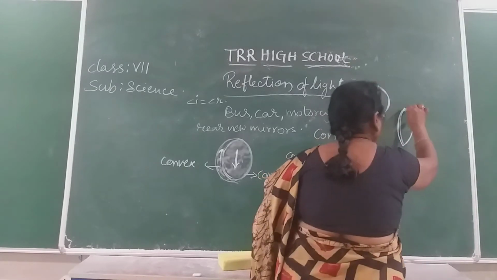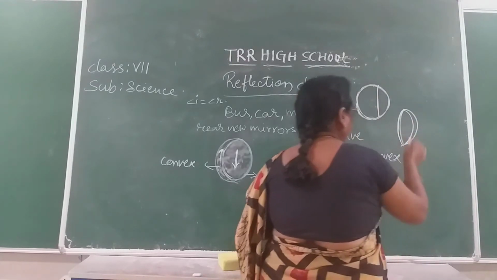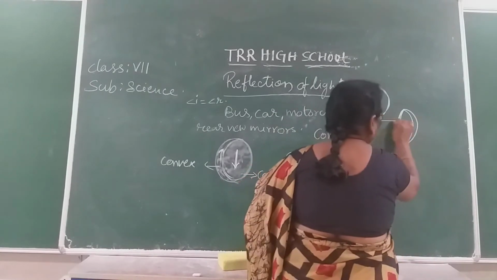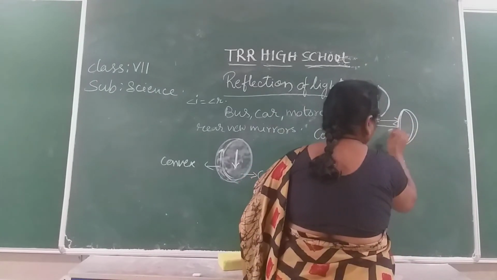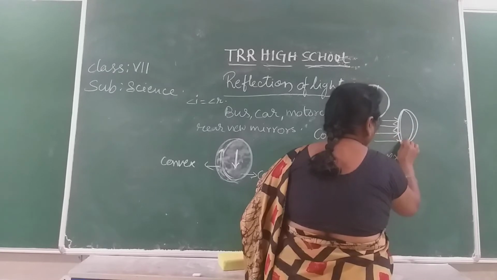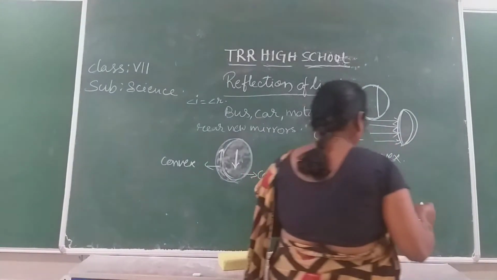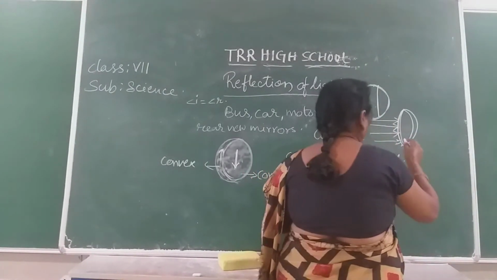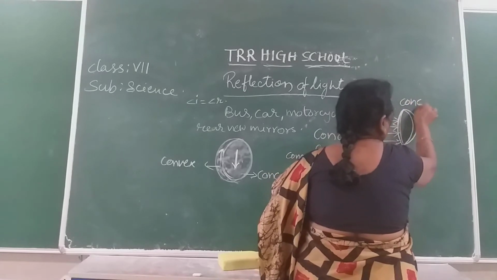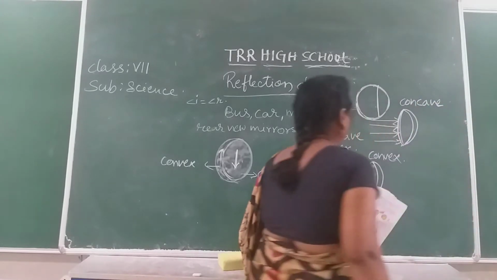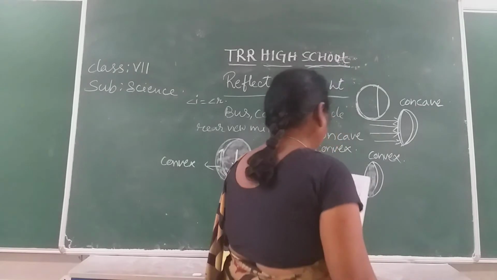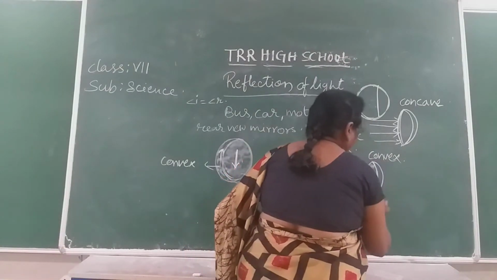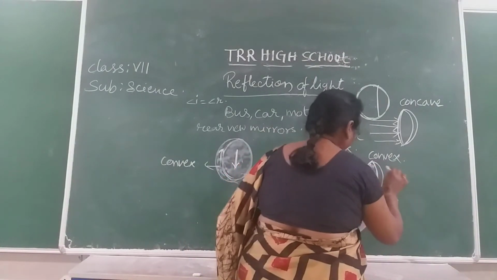The reflecting surface inside the mirror is called a concave mirror. And here it is called a convex mirror. This is the reflecting surface of the mirror.